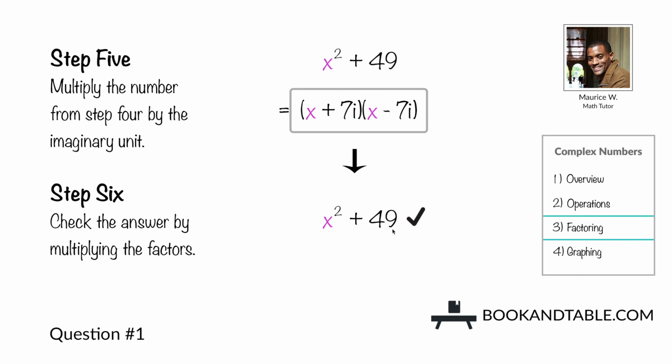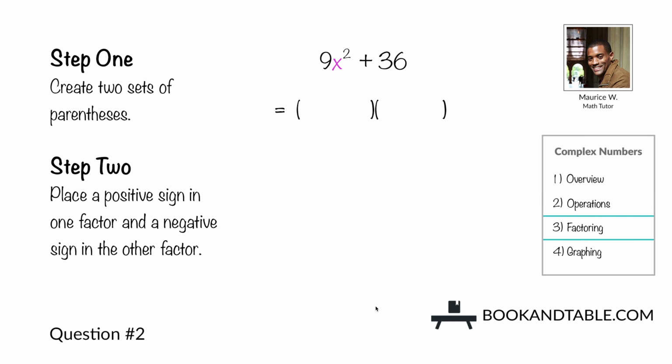So since our final polynomial matches the original polynomial, that confirms that x squared plus 49 can be factored into x plus 7i times x minus 7i. So that is the answer to question number 1. Let's now have a look at question number 2.